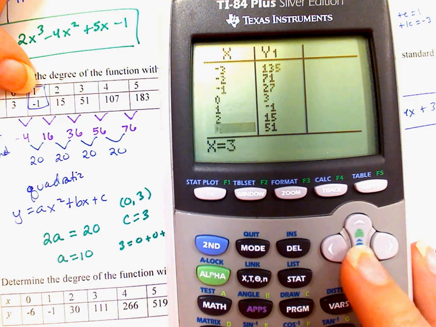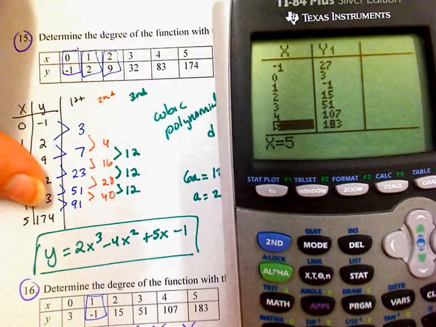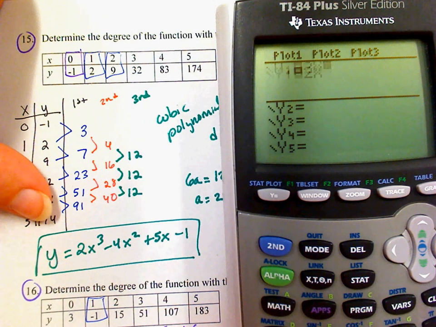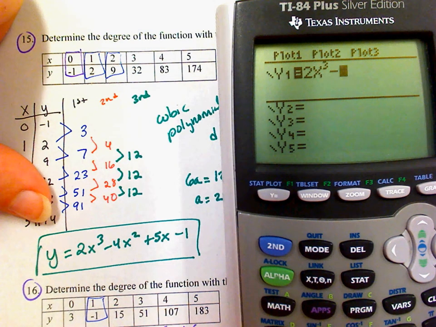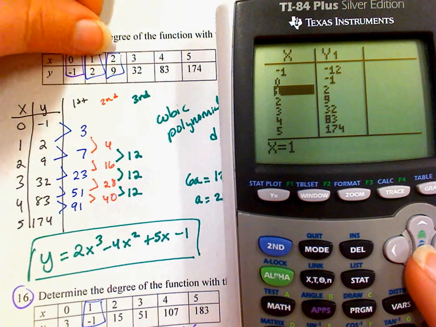Let's go ahead and check this first one, just to make sure. 2x raised to the third minus 4x squared plus 5x minus 1. Go to my table. At 0 I'm negative 1. At 1 I'm 2. 2 I'm 9. 3 I'm 32. 4 I'm 83. 5 I'm 174. Perfect. Okay? So you can check and make sure you got it right.